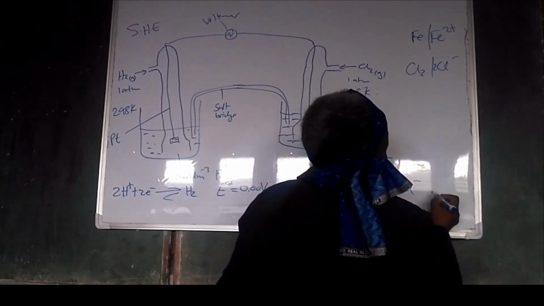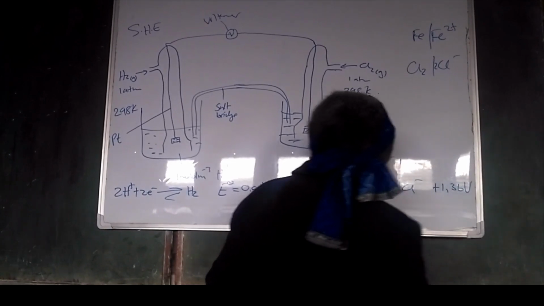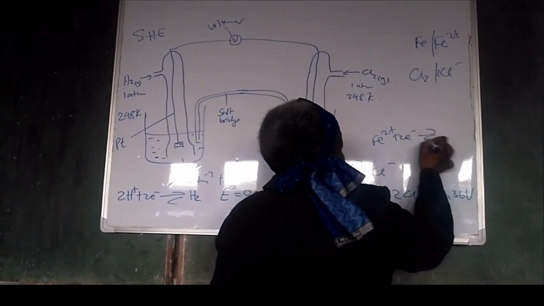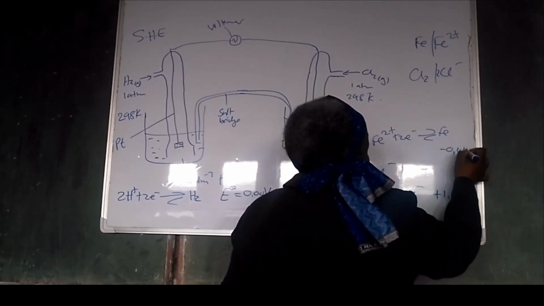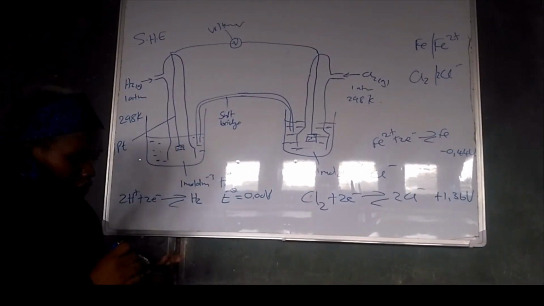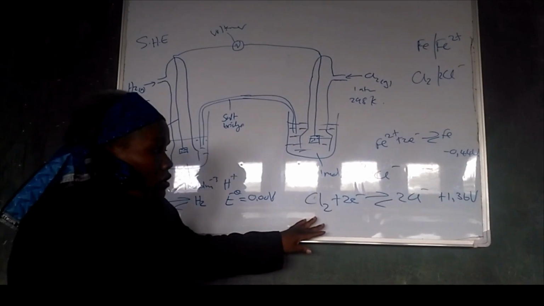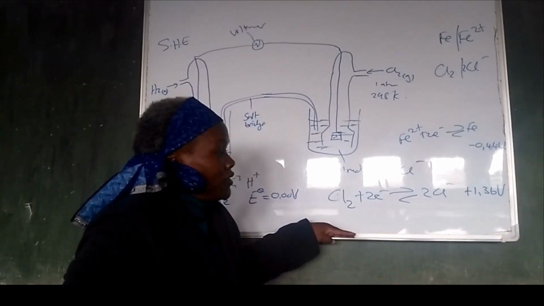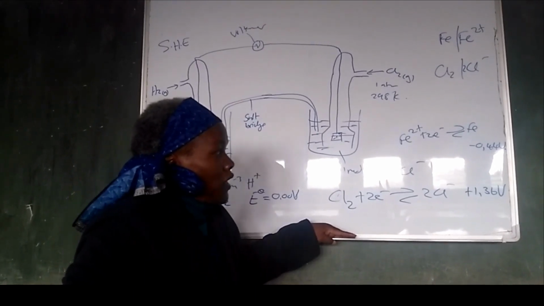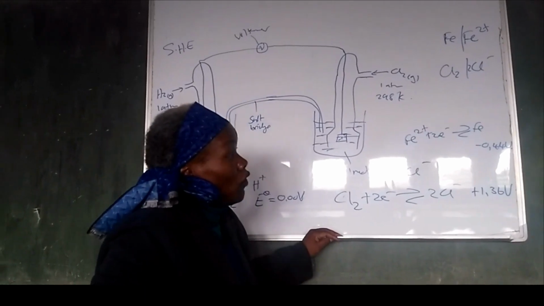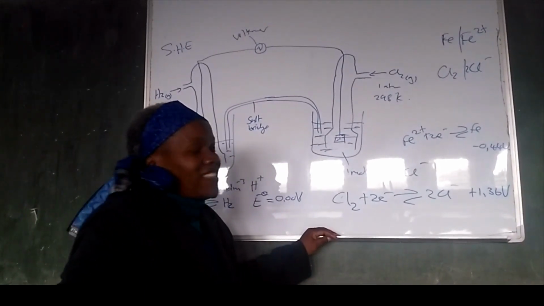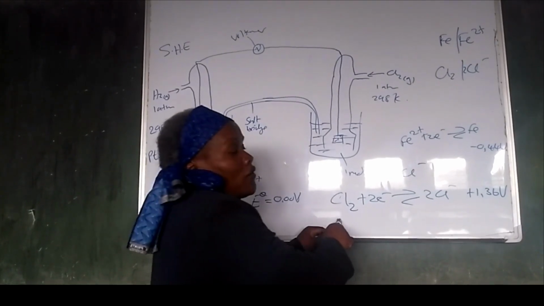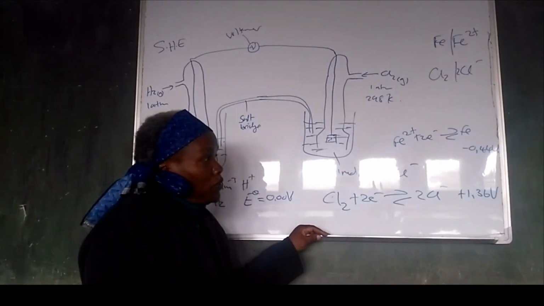For this one, the E naught value is plus 1.36 volts. For the Fe2+ plus 2 electrons to give us Fe, we said it was minus 0.44 volts. Some are negative, others are positive. What's the implication? If the E naught value is positive, it means energetically the forward direction is favored. But if the E naught value is negative, then the forward direction is not energetically favored, but the backward direction is the one which is favored. Because when you reverse the reaction, you are also going to reverse the sign. Please take note of that.